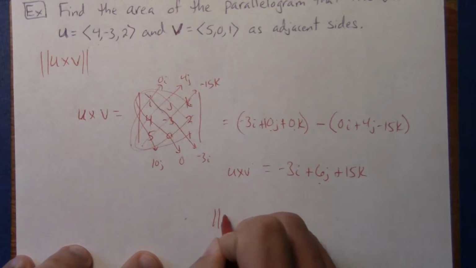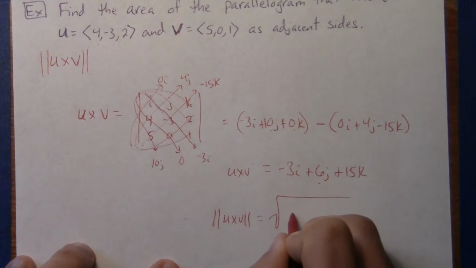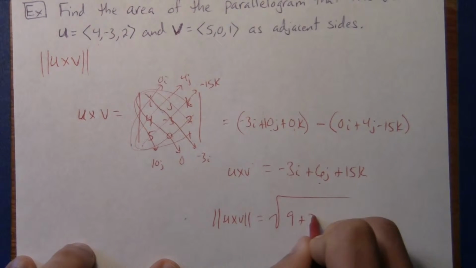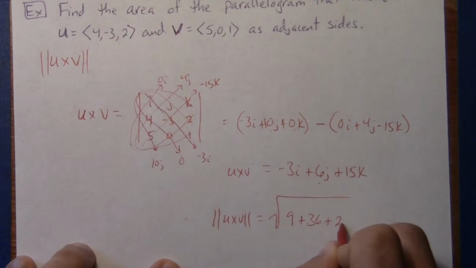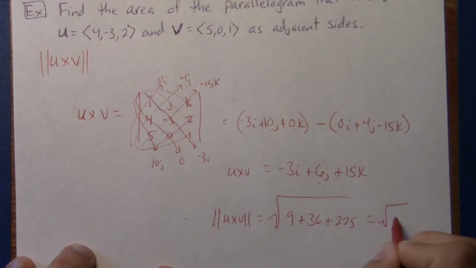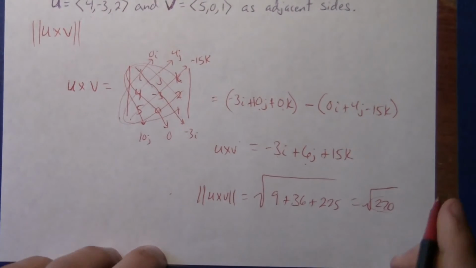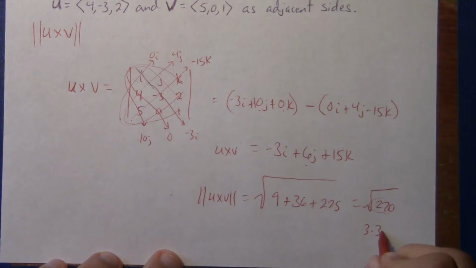Now I need to find the magnitude of U cross V. So it's going to give me the square root of -3 squared plus 6 squared plus 15 squared. If I add those together, I'm going to get the square root of 270. And if you're asking if that's something that can be simplified, I see it's got 27 in it. So I know 3 goes into that twice, 3 goes into that 3 times, so it'd be 3 times 3 times 3, and then times 10. So I know that 2 3's can come out.